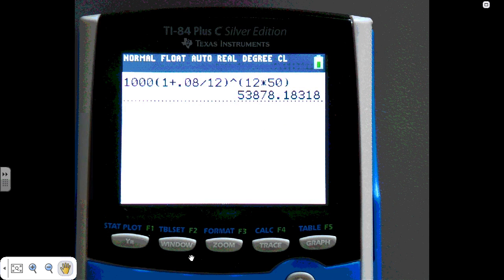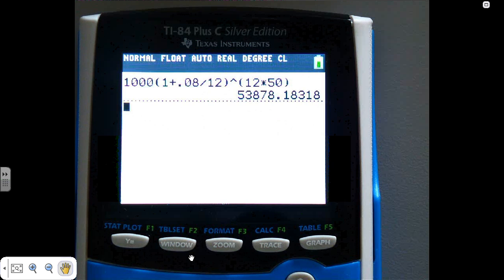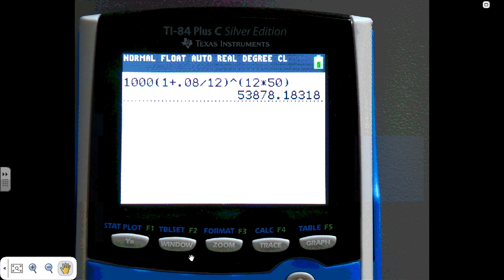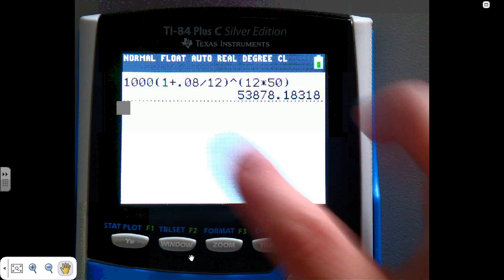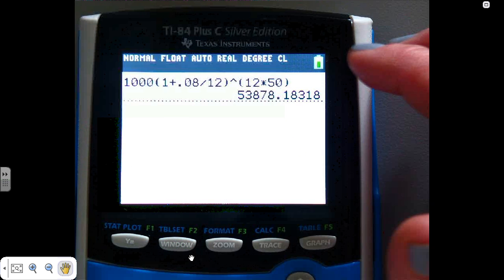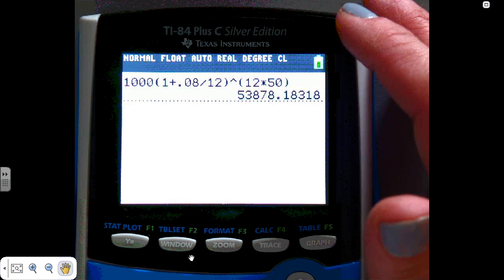Now, ladies and gentlemen, some of you are working ahead of me instead of staying with me, and I really would like you to stay with me because I'd like to show you some things about your graphing calculators that do make life a little bit easier for us. Are we all getting $53,878.18? The only thing that's going to change for part B, ladies and gentlemen, is the 12s, correct?